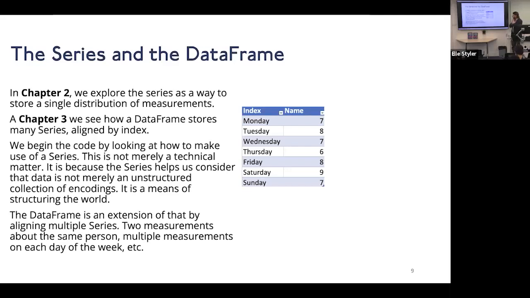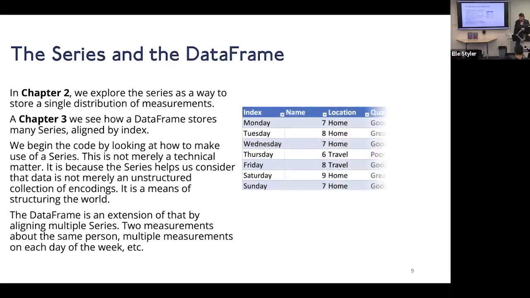Now, what gets interesting about this is when we think about multiple series that are all aligned. And so this might be actually hours of sleep. And then we have Monday named, or the number of hours, location and quality. And now all of a sudden we have measured certain things, but what we're really interested in is not this. What we're really interested in is, did I have a good night's sleep? Or did you have a good night's sleep? Or did the subject have a good night's sleep? The good night's sleep is this latent phenomenon. And these are the ways in which we encode and measure it.